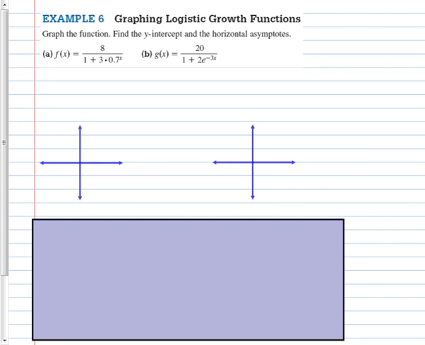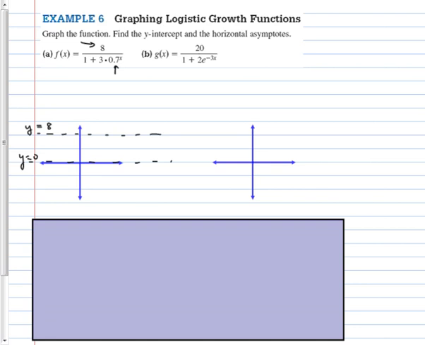Graph these functions. Find the y-intercept and the horizontal asymptote. That ain't no problem. As I look at this, I notice I have a 0.7 to the x there. Is this a logistic growth or decay? Growth. It's a logistic growth. And I have an upper limit of 8. I have right up here a horizontal asymptote at y equals 8. And I also have an asymptote right here at y equals 0. So this one goes between 0 and 8.